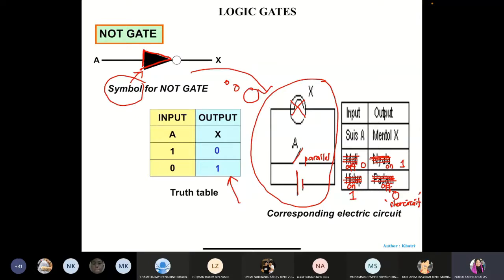Now, do you understand? Ada yang tak faham angkat tangan? Cikgu, kenapa kalau switch tu tutup, bulb tu tak menyala? Ni short circuit ni. So for your information, for circuits, we cannot have a short circuit. So this arrangement will cause a short circuit. Short circuit maksudnya short circuit lah. Current tu will not flow.